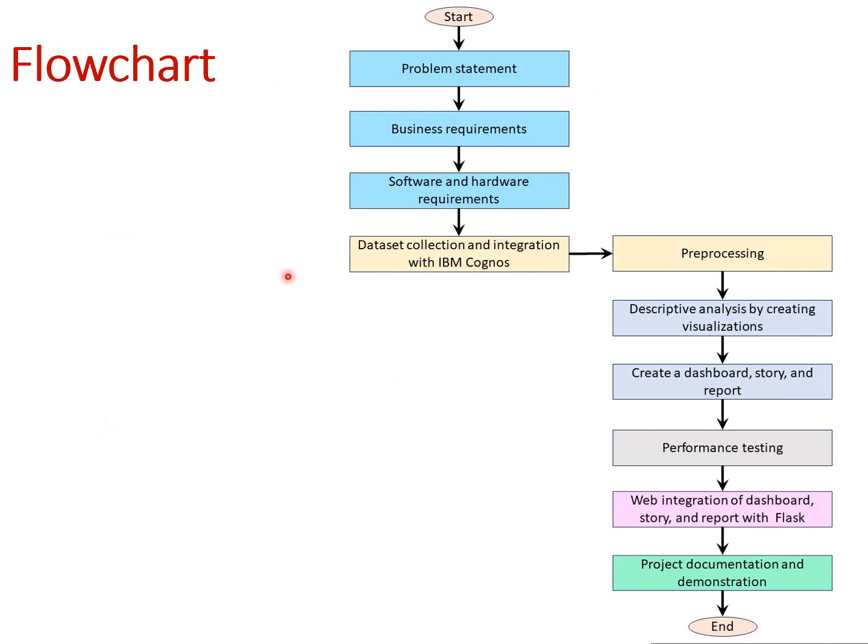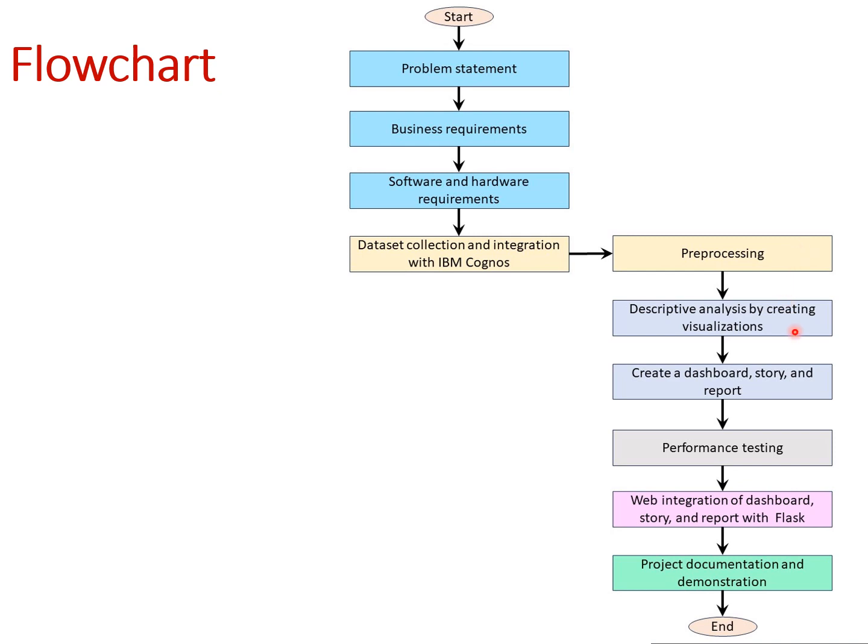This is a flowchart representing various flow of activities in the project. First, the project starts with the definition of problem statements, and then business requirements, software and hardware requirements. After that, the data collection and the integration of the dataset with IBM Cognos. Once the dataset is integrated with IBM Cognos, then the pre-processing step is to be performed. Here, the main purpose of the pre-processing technique is to ensure the data is correct, consistent, and complete.